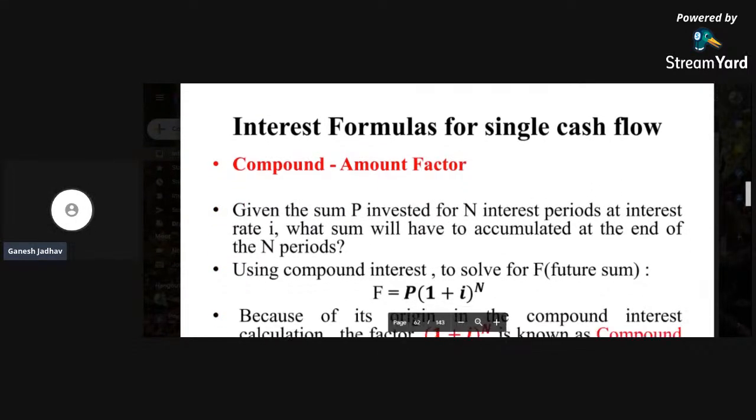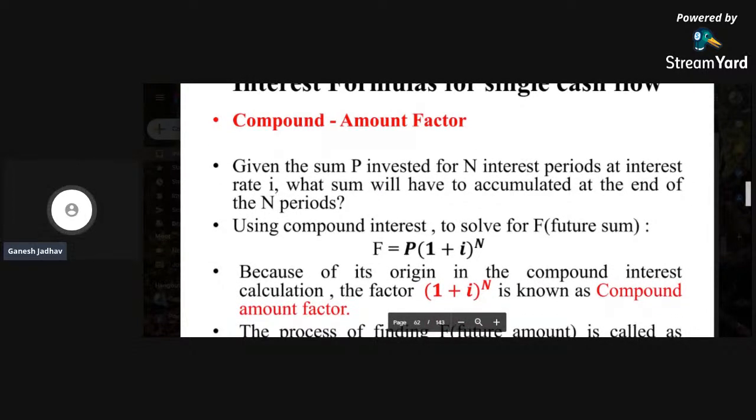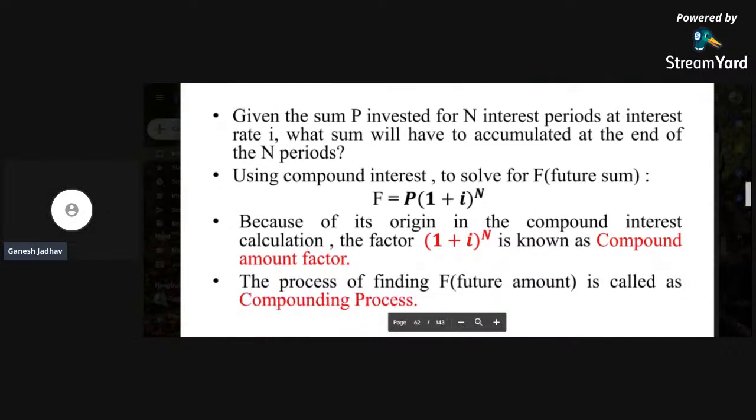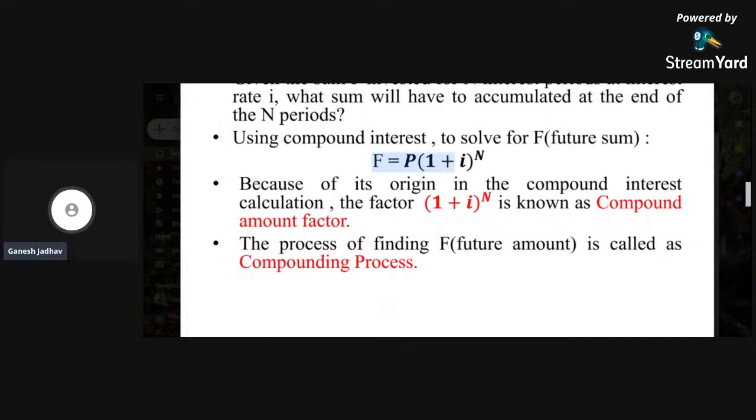This is the compound amount factor. What is the compound amount factor? Here a sum is given. What is your sum? The sum is your principal amount. P is invested for n periods at the interest rate I. So n is the period and I is the interest. You have to calculate what the actual sum is at the end of n periods. So this is the future amount. Using compound interest to solve for this future sum, this is your actual formula for compound interest.